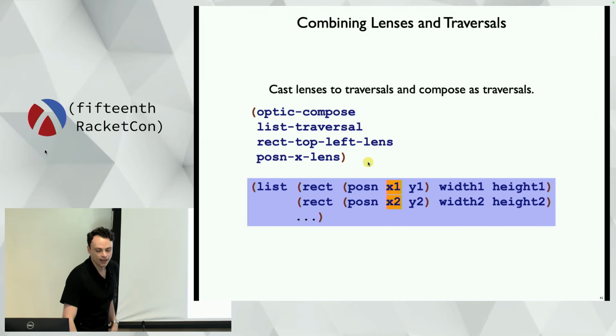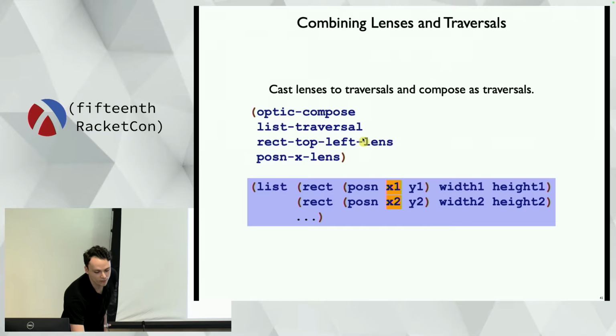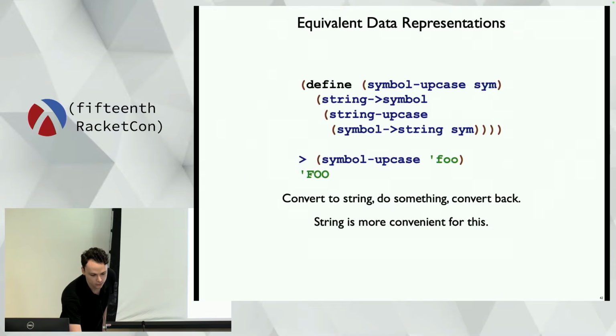And traversals on their own, you usually wouldn't use list traversal by itself, because you could just use map, and that's easy, straightforward, everyone's used to it. But where the real power comes from is when you compose traversals with other optics, because it allows you to kind of map a lens over a collection, which is really useful.